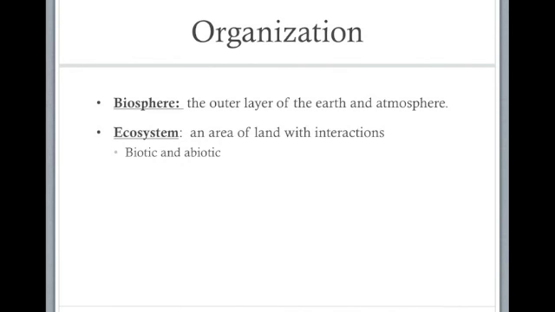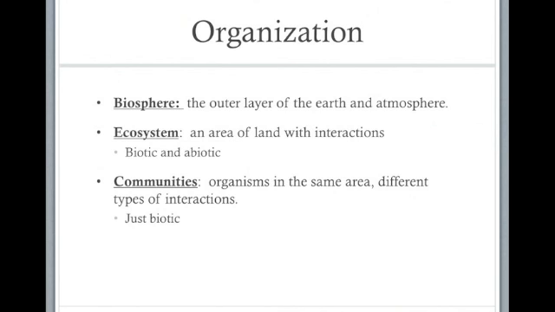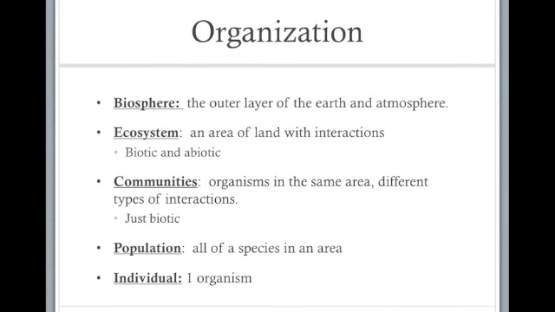Then the next smaller level are known as communities, and communities are just the biotic or living things in an area. They can be a group of different species, or all the same species. Usually it is a whole bunch of different species, and there are different types of interactions. And then the next level is population, and that is all of one species in the area. So the human population of Natick High School would be all of the humans living in the building.